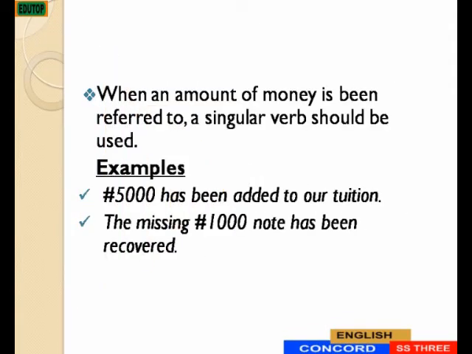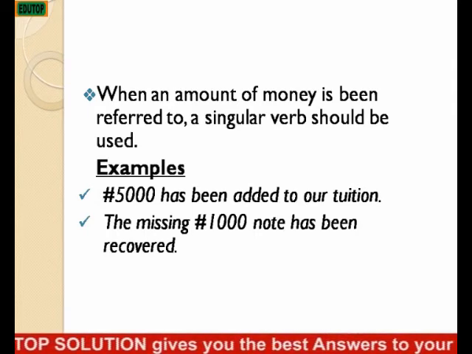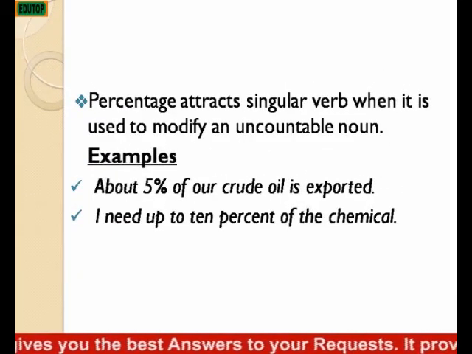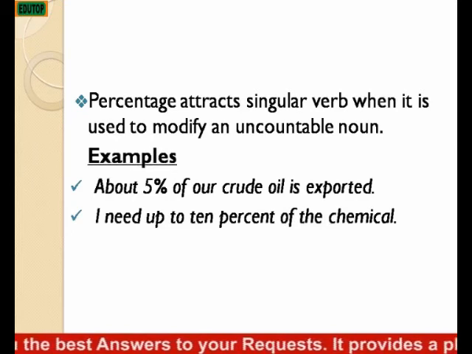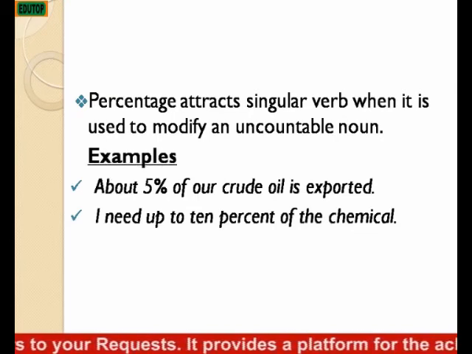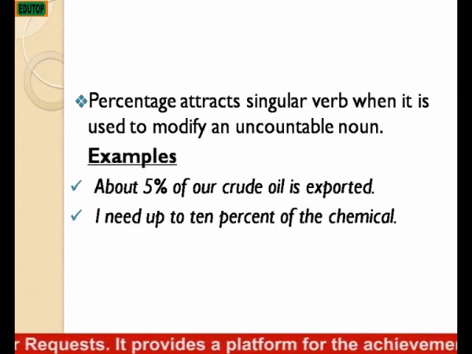When an amount of money is being referred to, a singular verb should be used. Examples: 5,000 naira has been added to our tuition. The missing 1,000 naira note has been recovered. We have used singular verbs for these examples because they are amounts of money and the rule says they should be used with singular verbs. Percentage also attracts a singular verb when it is used to modify an uncountable noun. So when you use an uncountable noun to express percentage, then you make use of a singular verb.